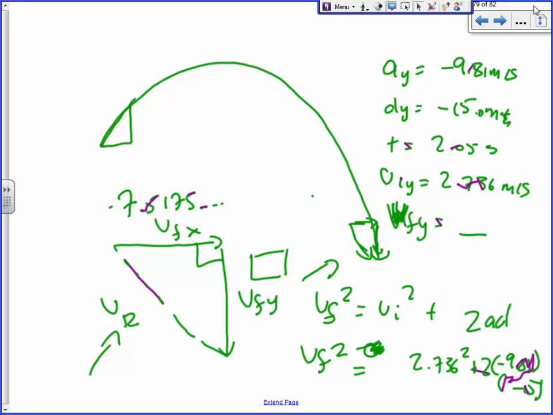Is everybody else on a consensus of what the velocity final in y is though? 17.36? Okay. If you agree, this would be 17.36. Square that, add it, and square root the whole thing. And you got your answer.